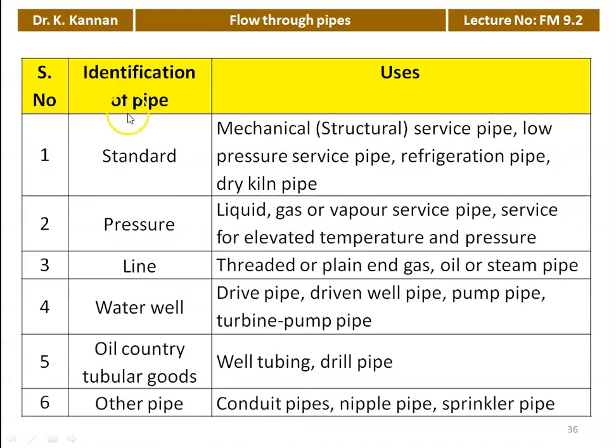And the standard identification and uses of pipes: standard pipes, pressure pipes, line pipes, water well pipes, oil country tubular goods and other pipes. So, we have mechanical and structural service pipes, low pressure service pipes, refrigeration pipe, dry coolant pipe, which are the standard pipes. Pressure pipes are for liquid, gas or vapor service, and service at elevated temperature and pressure. Line pipes are threaded or plain end gas or oil steam pipes. Water well pipes include drive pipes, driven well pipes, pump pipes and turbine pump pipes. And oil country tubular goods include well tubing, drill pipes, and conduit pipes, nipple pipe and sprinkler pipe. These are all the uses and the standard identification of the pipe.